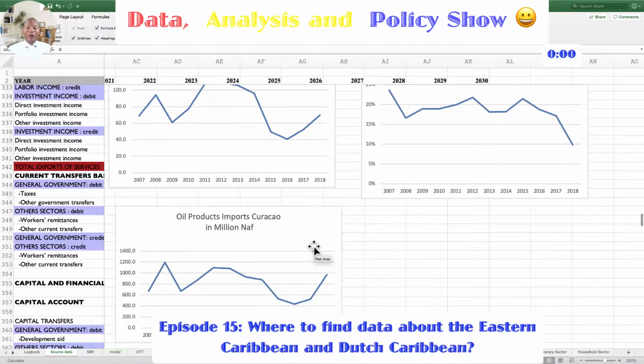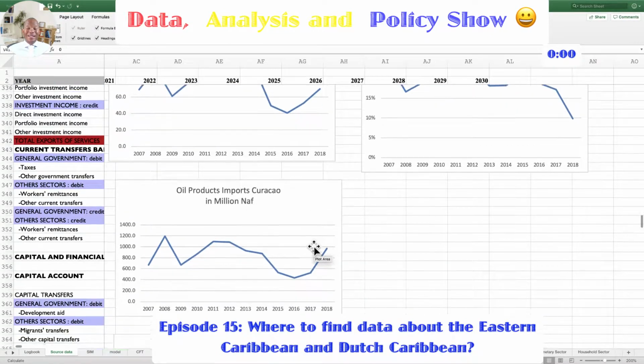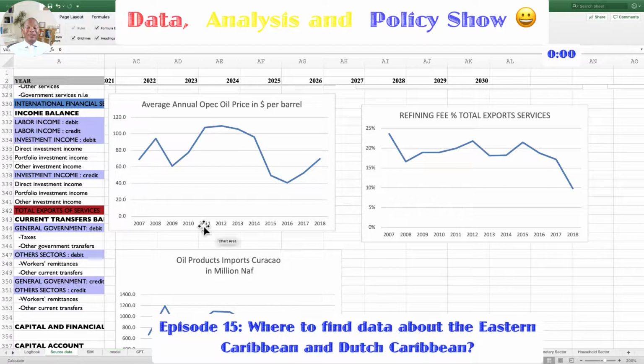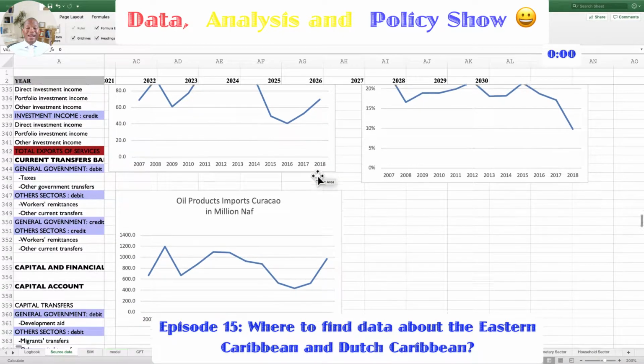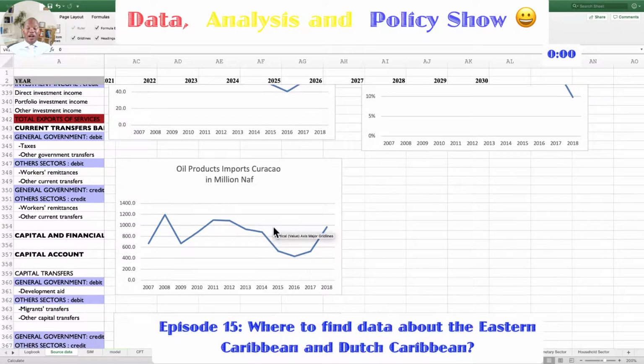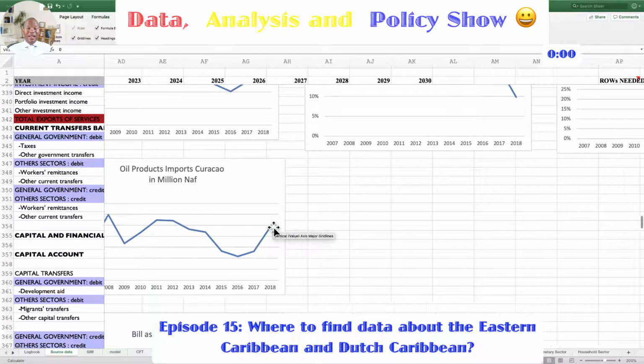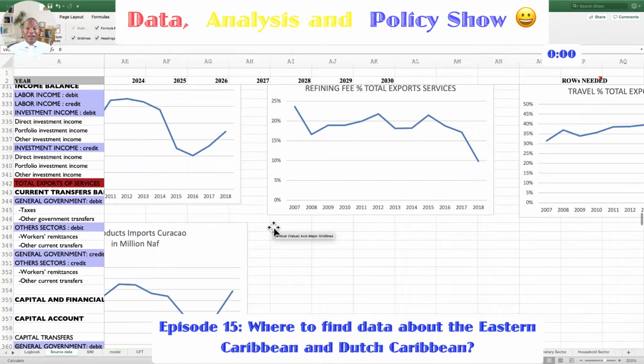So you need to do your analysis. What is it going to be when the oil prices go up for the Curacao economy? And this same thing can be, of course, done for all the other islands, Saint Martin, Saint Kitts and Nevis, etc. This is a normal thing.